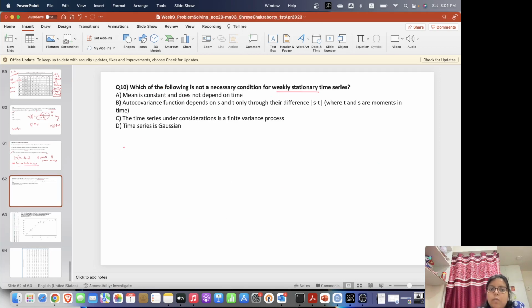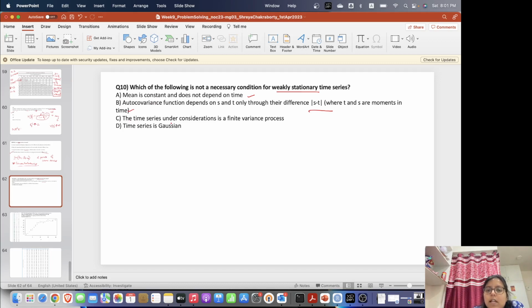So to be very specific, weakly stationary or a stationary time series means the mean is constant and does not depend on time. This is a required criteria. The autocovariance function depends on s and t only through their difference, where s and t are moments in time, because it depends only on the lag and nothing else. So this is also a required criteria.